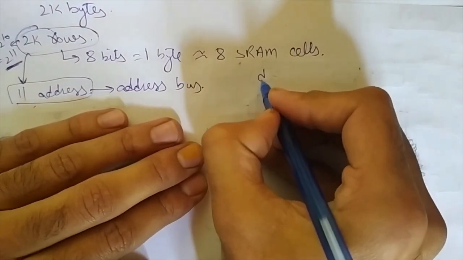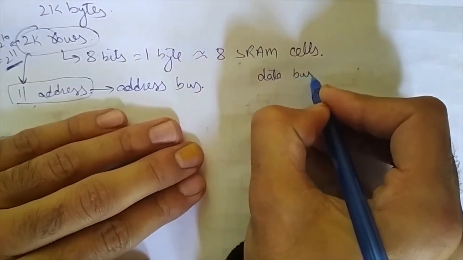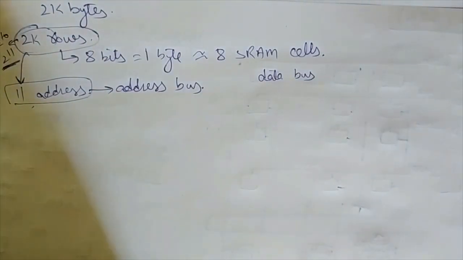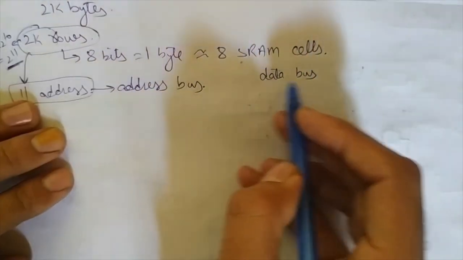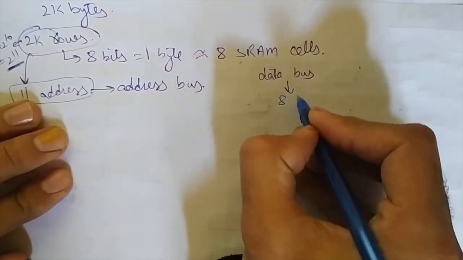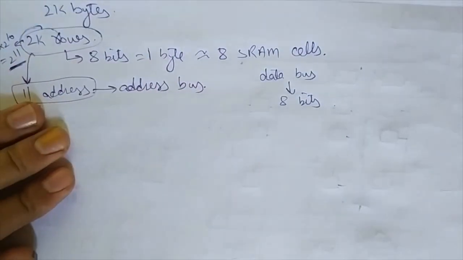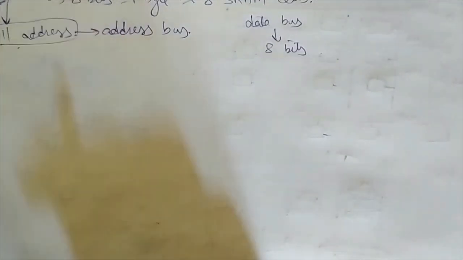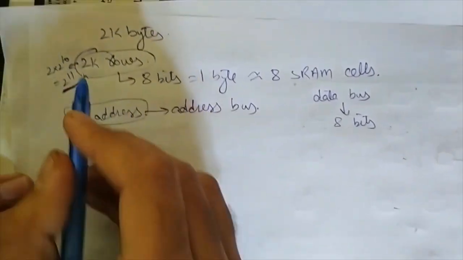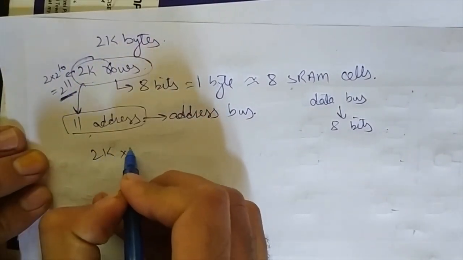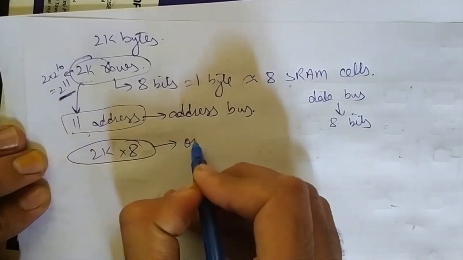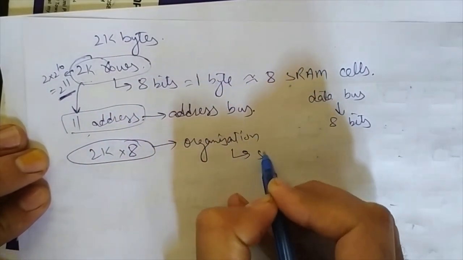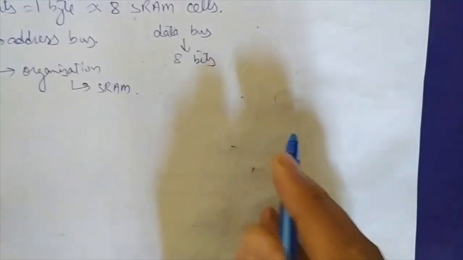And our data bus. Data bus means that after reading the data, we have to pass it on some wires. The combination of wires carrying the data is called a data bus. So our data bus will be of 8 bits. So you can see this kind of organization. This will be 2K cross 8. This is the organization of the SRAM.